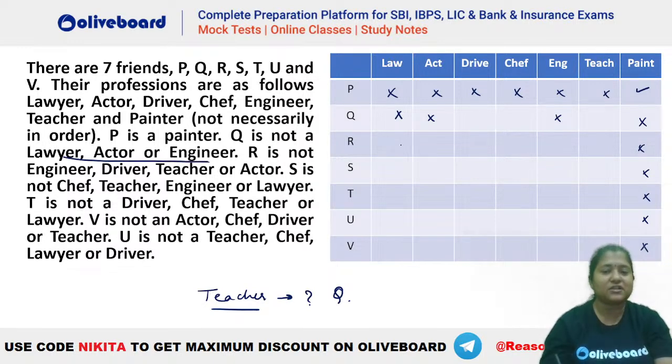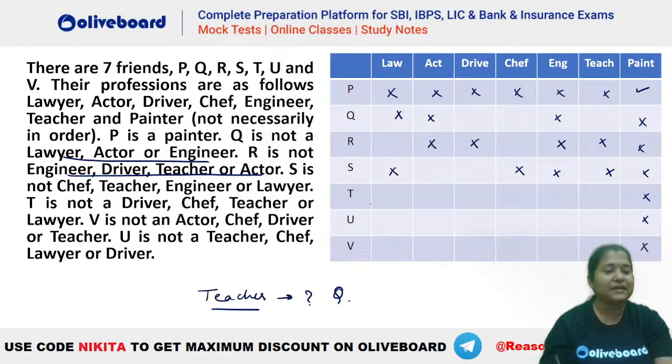R is not engineer. You can see R is not engineer here. He is not a driver. He is not a teacher. And he is not an actor, right? So whatever is given as a negative information, we will just cross it out everywhere, right? Now, S is not chef. You can see S is not a chef. S is not a teacher. S is not an engineer or a lawyer. So, he is neither engineer nor lawyer.